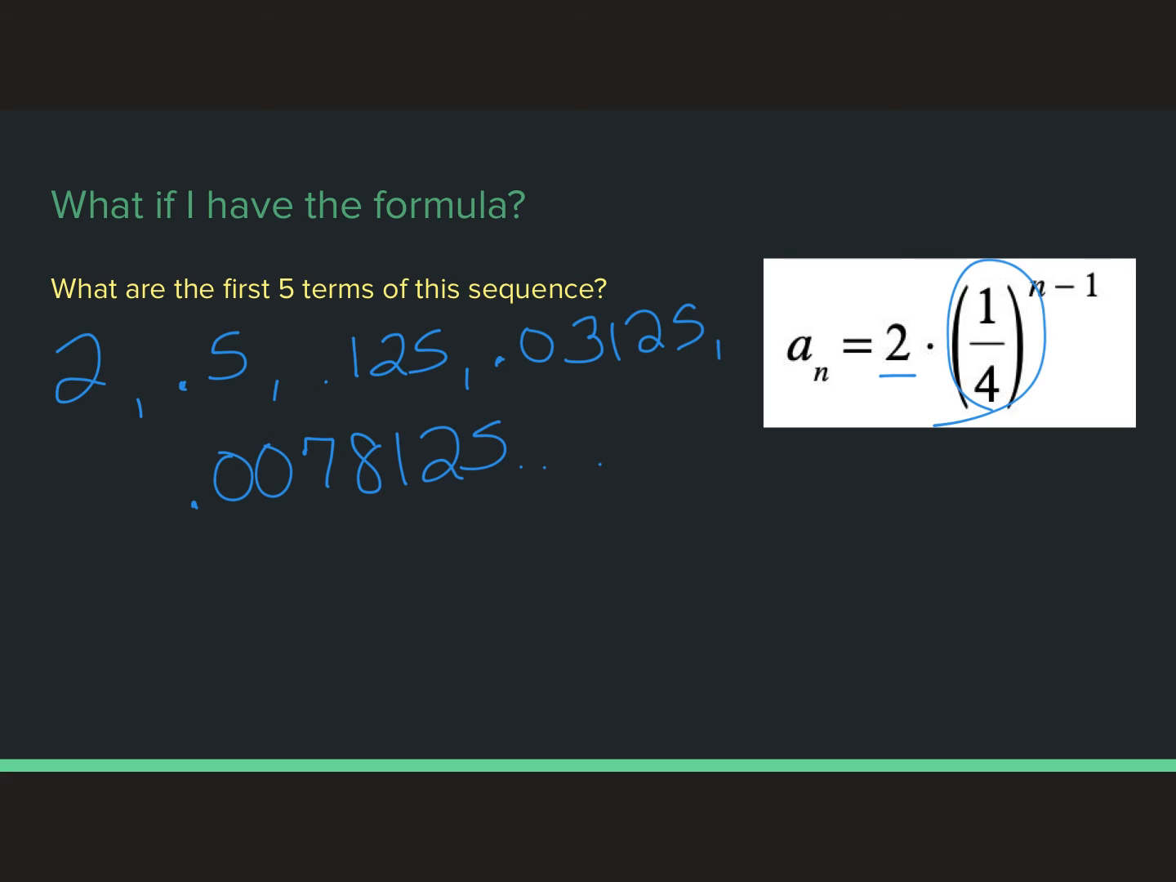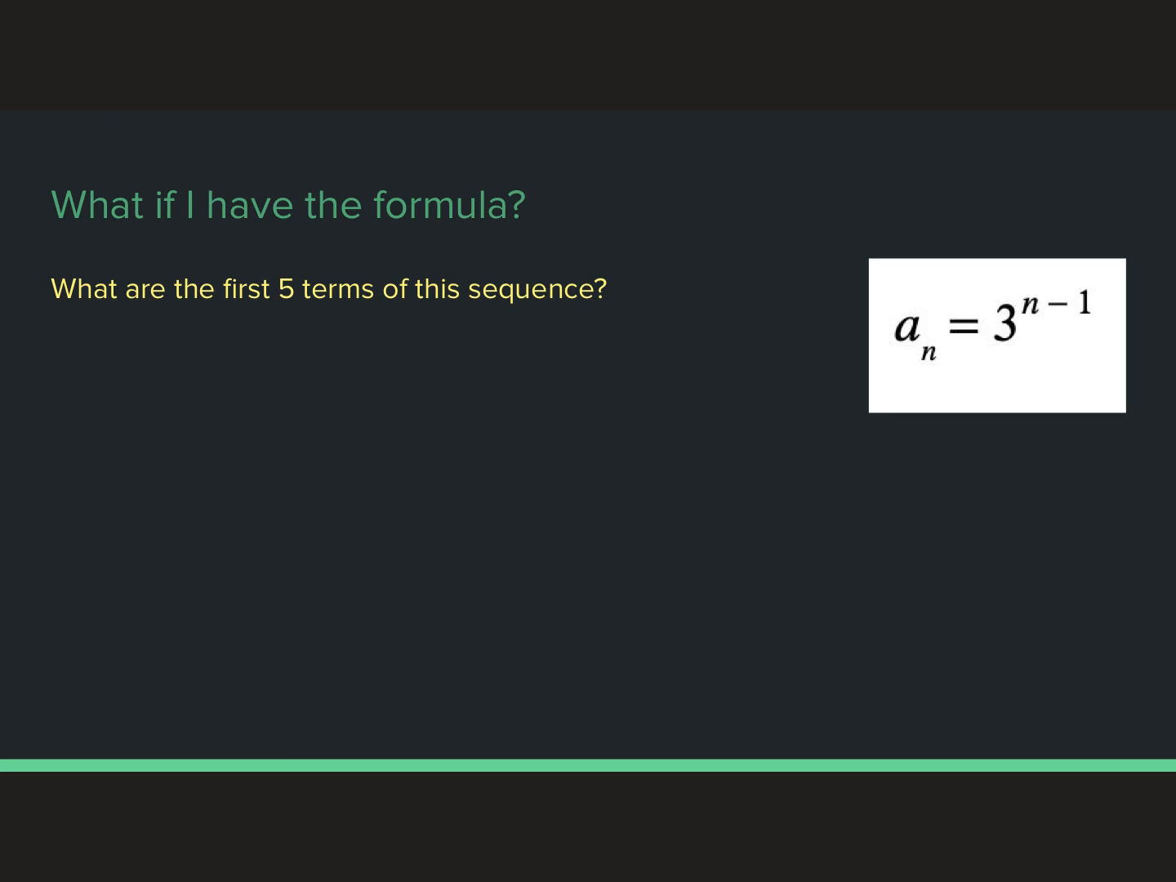Okay, let's try one more. Notice this one, I don't see a first term. Whenever we have a first term of 1, we don't write it. So I know in this case, my first term must be 1. Then on my next one, I know my common ratio is 3, so 1 times 3 is 3. 3 times 3 is 9, and that's my third term. Fourth term will be 27, and fifth term will be 81.